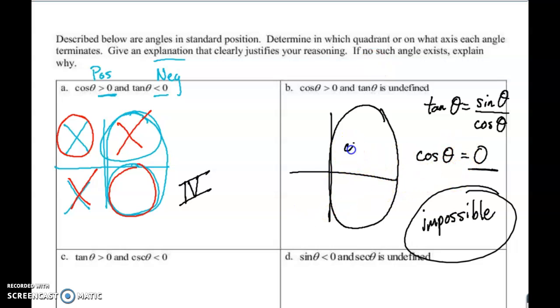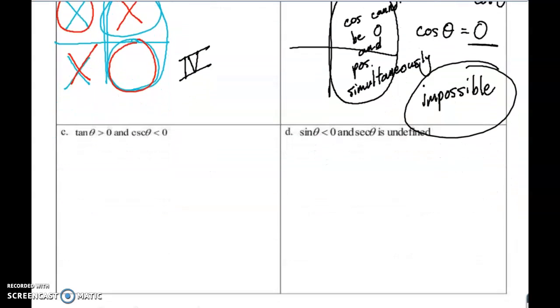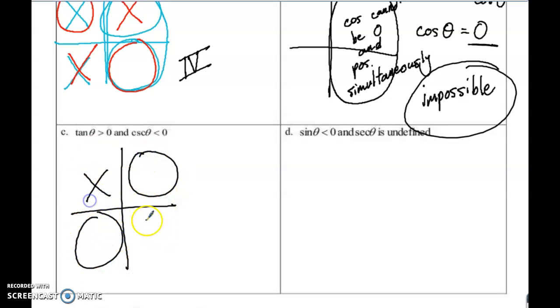I kind of wish I wrote smaller. Cosine cannot be 0 and positive. I'll use a big word: simultaneously, at the same time. Cool. Okay, so tangent is positive. So let's keep this straight. Positive here and here. That's where tangent is positive.